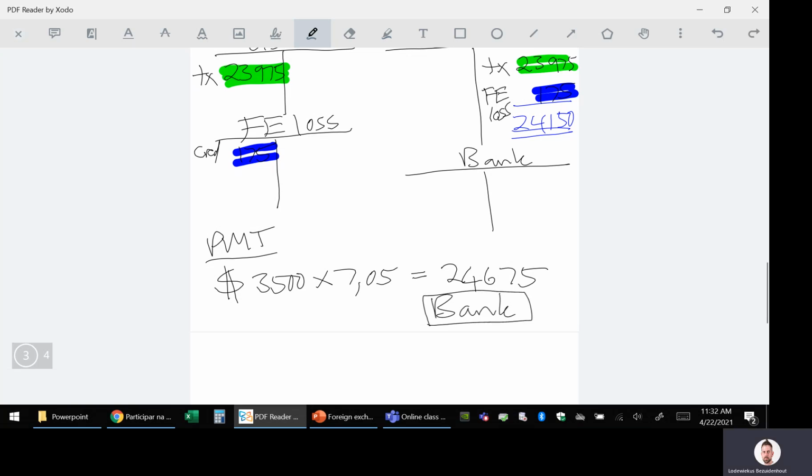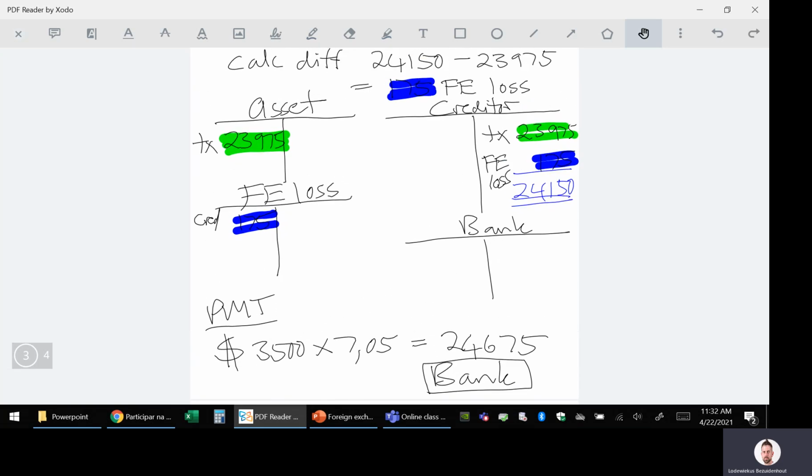Because what you have to do is you have to go to the bank on the date of the payment, the 15th of July, and say, I need $3,500 to make a payment to my foreign creditor. So when you go to the bank to ask them for that money, they will say, for each dollar that you buy from me, you need to pay me R7.05. So out of your bank will go an amount of 24,675. All right, because it's an asset account, bank is part of assets. Assets are more on the debit side, so we have to credit the bank with 24,675.